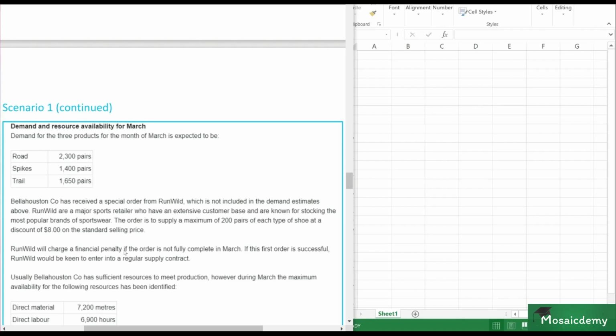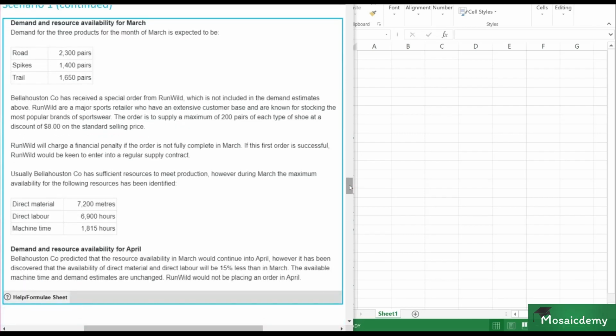Run Wild will charge a financial penalty if the order is not complete. If the order is successful, they will be keen to enter into a regular supplier contract. Usually, Bella Houston has sufficient resources to meet production. However, during March, the maximum availability for the following resources has been identified. So for meters, it's 7,200 meters. For direct labor, it's 6,900. And for machine time, it's 1,815.